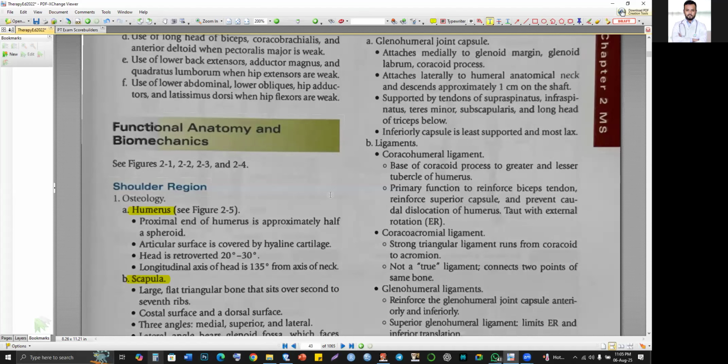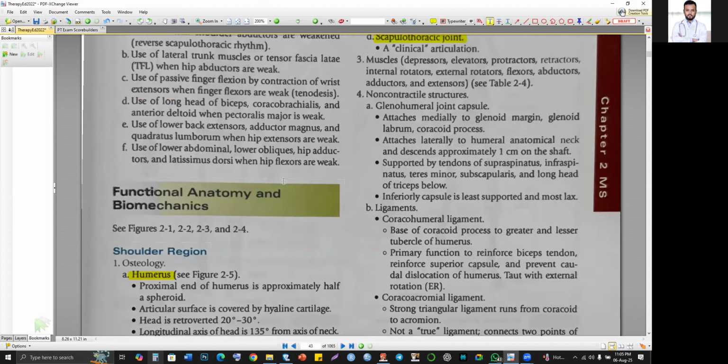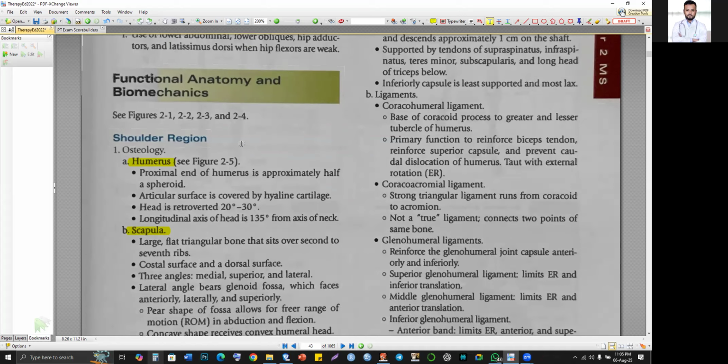We will cover the TherapyEd books, the new chapter today. We're going to start from the functional anatomy and biomechanics of the Musculoskeletal chapter number 2 of the TherapyEd book. So we'll go through the whole chapter, as much as we can do.